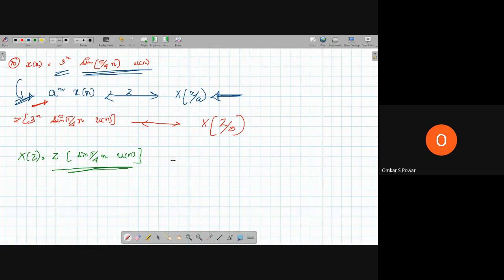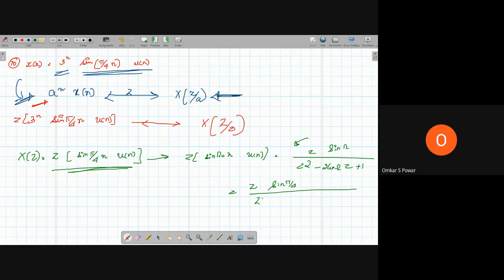So how can we solve this Z transform? Again you have to remember the formula. Z transform of sine(omega naught n) u of n is nothing but z into sine omega divided by z square minus 2 cos omega into z plus 1. This is the formula you have to remember. I have solved this one. Now omega is pi by 4, so z into sine pi by 4 divided by z square minus 2 cos pi by 4 into z plus 1. I have just substituted omega as pi by 4.